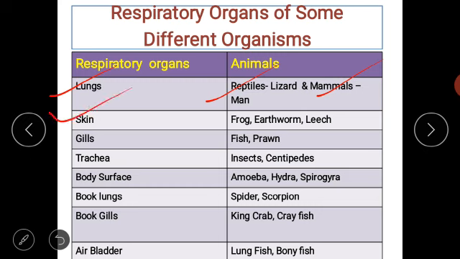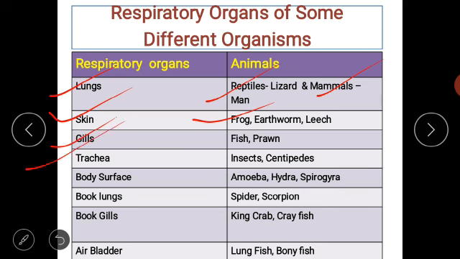Next is skin. Skin can act as a respiratory organ in frog, earthworm and leech. They carry out the exchange of gases through their skin. Next is gills. Gills are present in fish and prawn. Fish and prawn are aquatic organisms, they live in water, and the respiratory organ present in them is gills. So gills help them exchange gases in water.